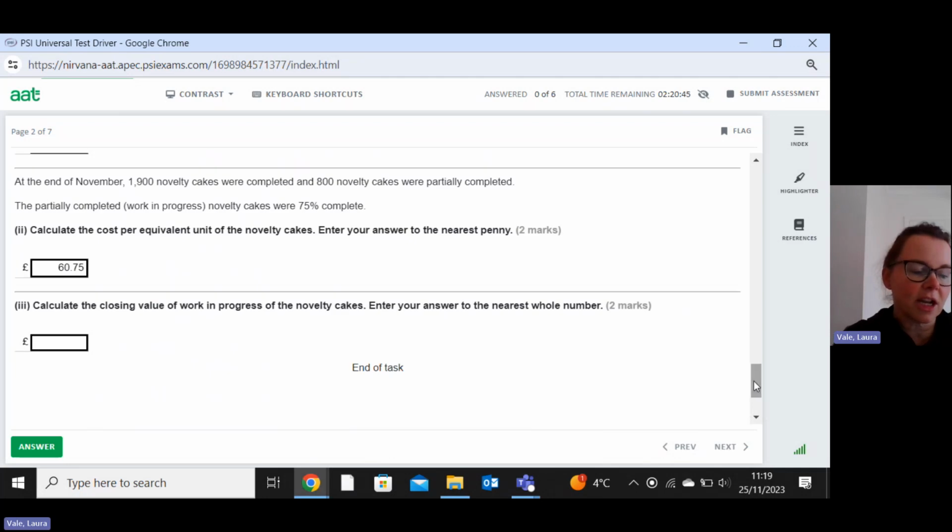Then calculate the closing value of the work in progress. Well, the work in progress was the 600 cakes. 600 multiplied by the £60.75 gives me 36,450.